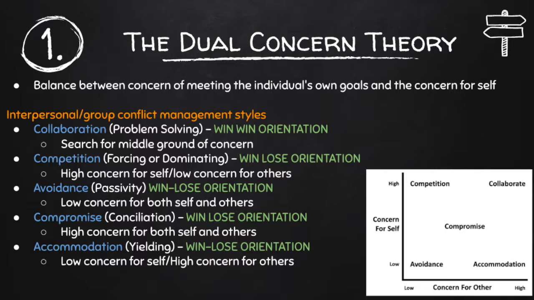The styles of conflict management include collaboration, which entails the individual searching for middle ground of concern in order to solve the problem at hand, achieving a win-win orientation. Competition, whereby the individual becomes dominant, having a high concern for self and low concern for others. Avoidance, which involves the individual becoming passive as they have a low concern for both self and others. There is also compromise, which asserts both assertiveness and empathy, as the individual has a high concern for both self and others as they try to achieve conciliation.